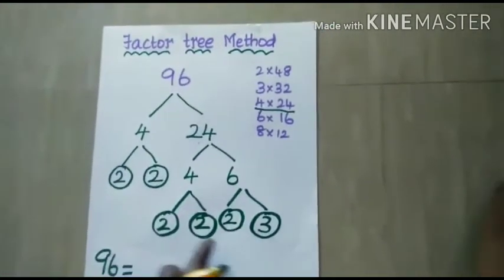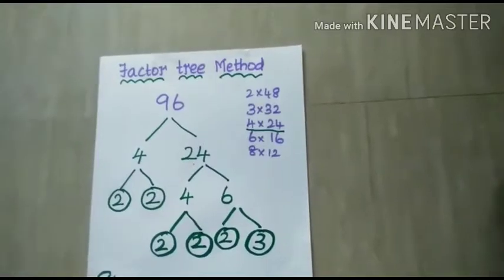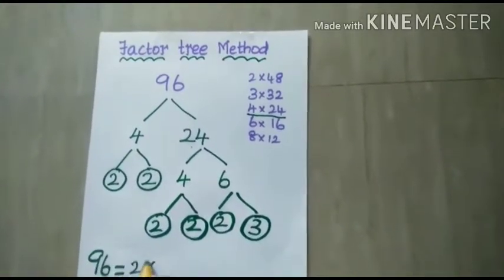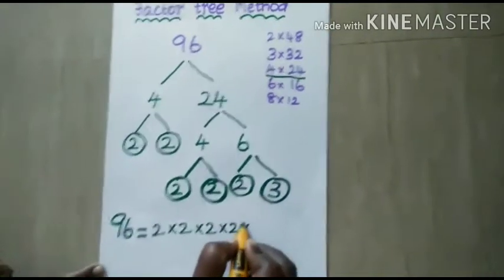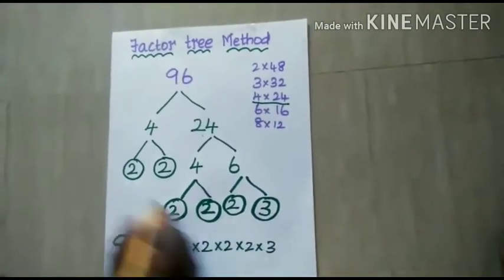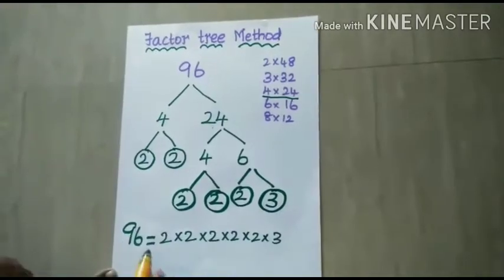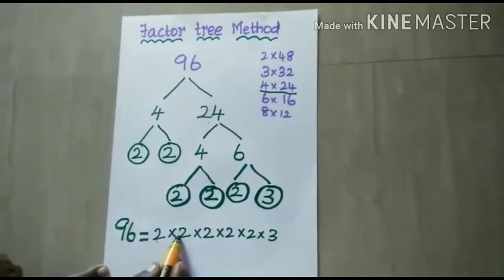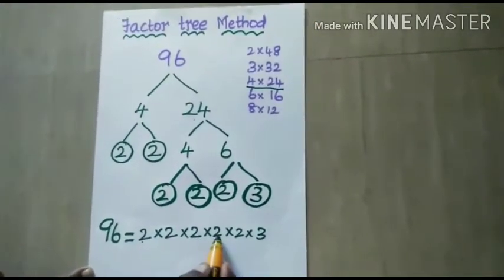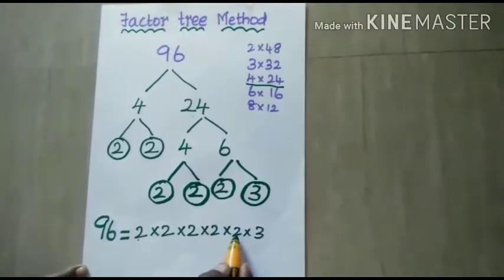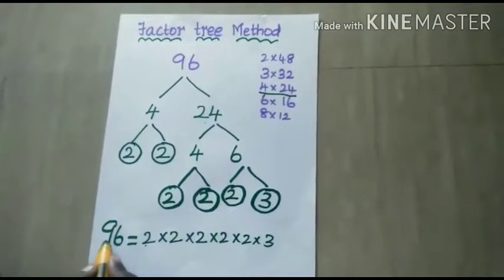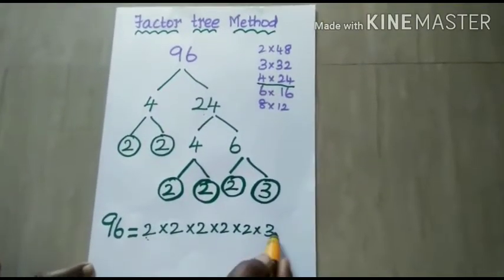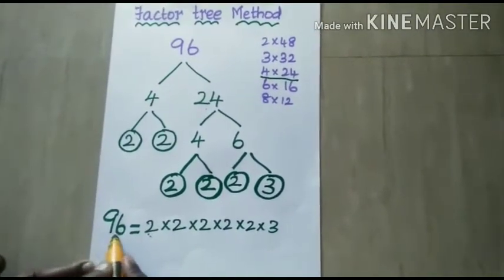Now 96 is equal to, you write the numbers that you have circled. That is first 2 into 2 into 2 into 2 into 2 into 3. So whatever numbers I have circled, I have written. Now you multiply: 2 2s are 4, 4 2s are 8, 8 2s are 16, 16 into 2, 32, 32 into 3, it is 96. So this is the prime factorization for 96.